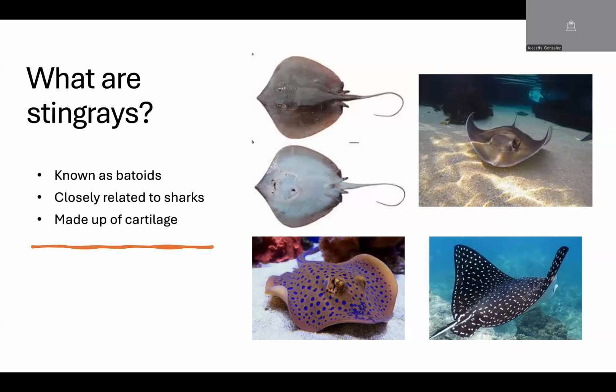One of the most important and noticeable parts of the stingray is their barb, and it is located at the tail end, or what we call the caudal region. The barb functions for self-defense against predators.